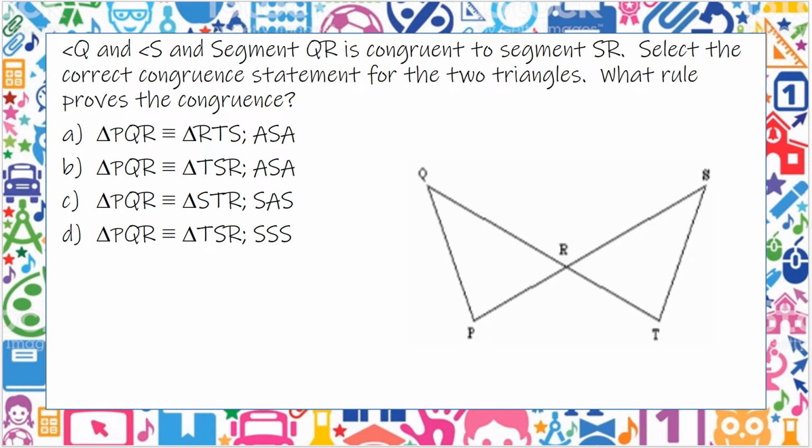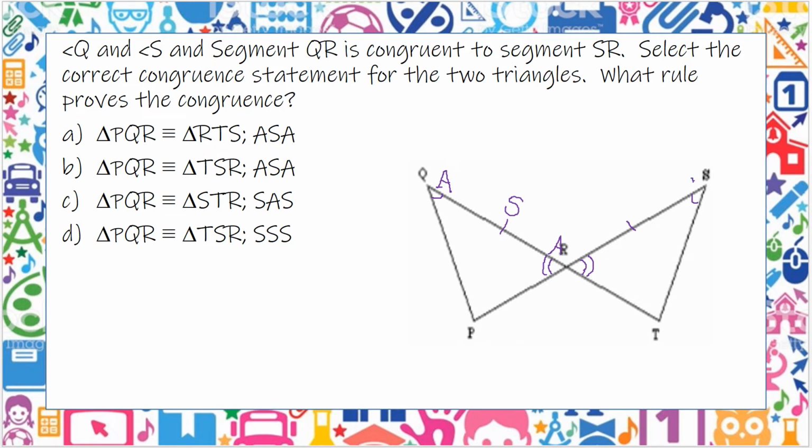Angle Q and angle S and segment QR. Angle Q is congruent to angle S. And QR is congruent to SR. Select the corresponding statement for the two triangles. Notice that this one is also congruent because they're vertical angles. So we've got an angle, a side, and an angle that are congruent. So ASA is what we're looking for.